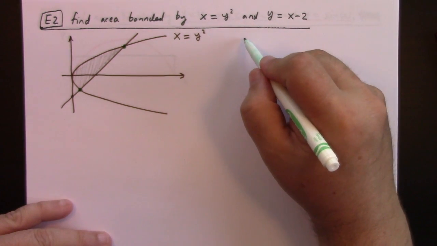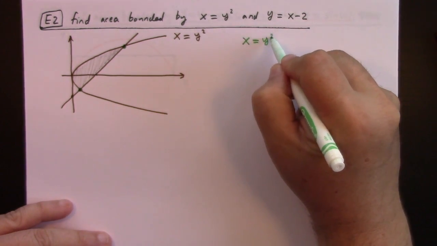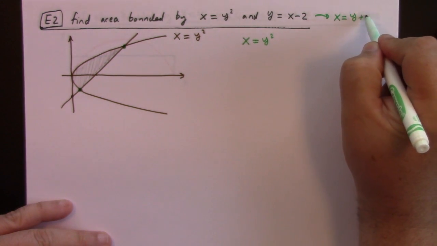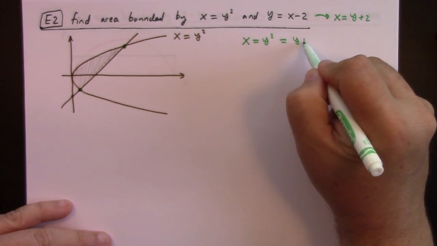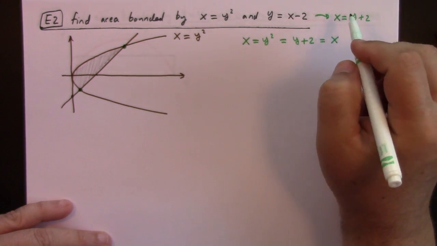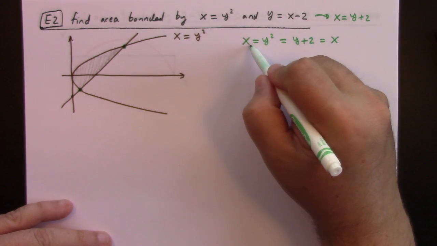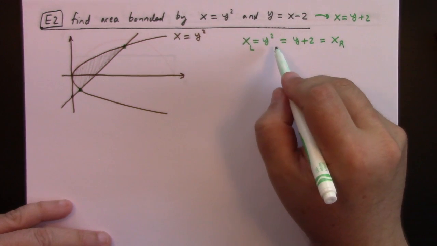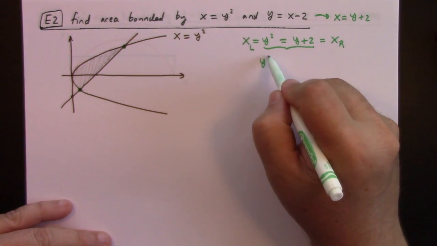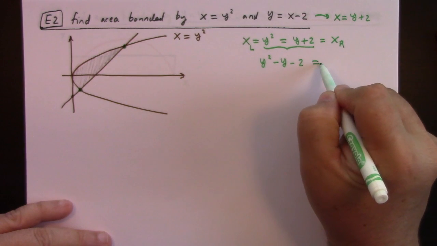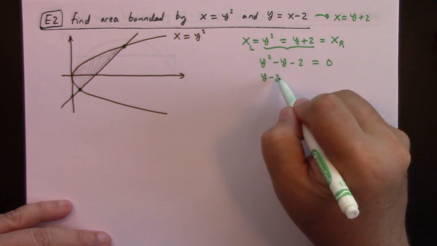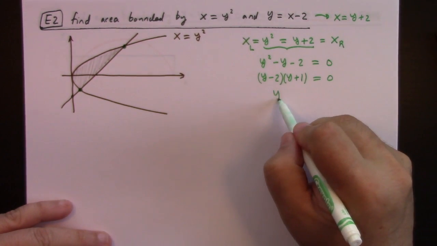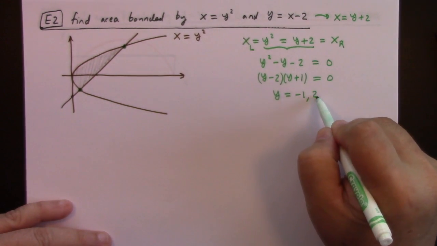So I can solve both of these for x. Like we have x equals y squared, and also this goes to x is equal to y plus 2. I would just point out that this is the left x, whereas this is the right x on the region. Anyway, so we need to solve this quadratic equation y squared minus y minus 2 equal to 0, otherwise known as y minus 2 times y plus 1 equal to 0. So we have intersection points of y equals minus 1 and 2.